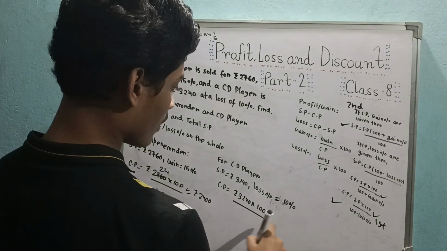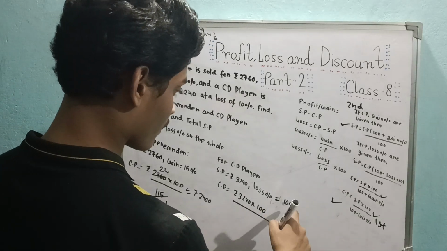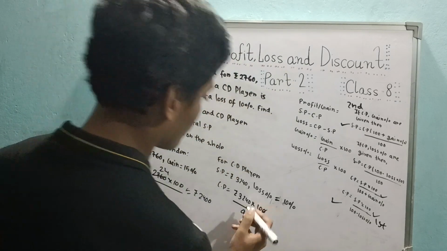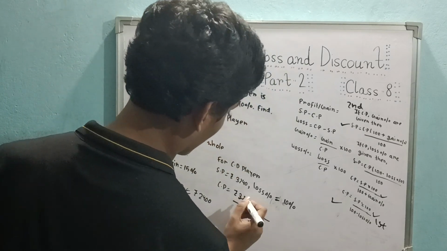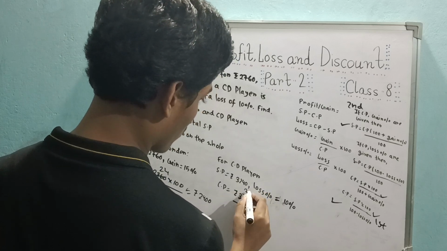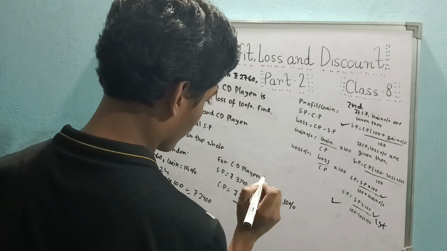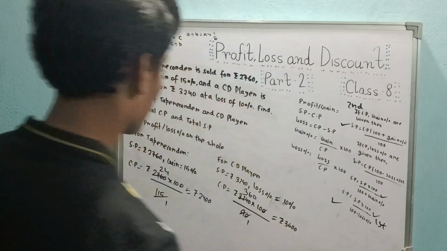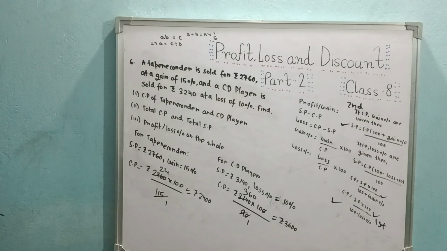So, SP into 100 by 100 minus loss percent. So, 100 minus 10, 90. The 0 is out of the way. Now, let's divide. Rupees 3600. Got it? Now you have it.